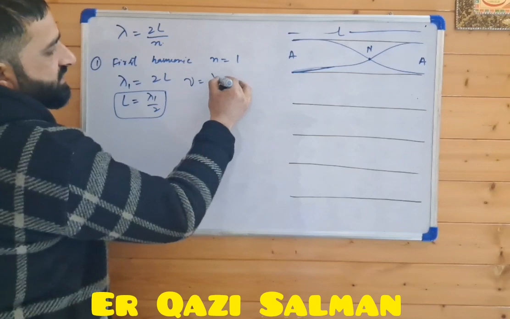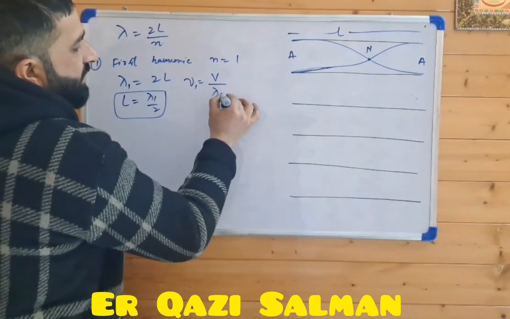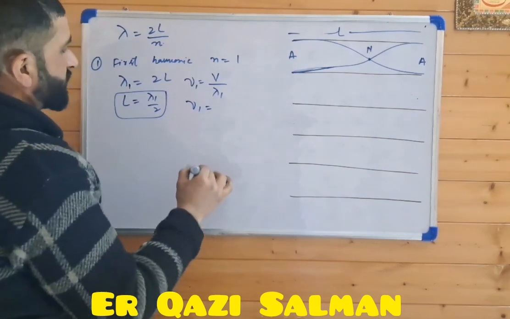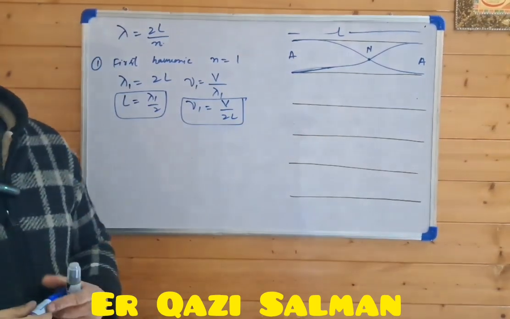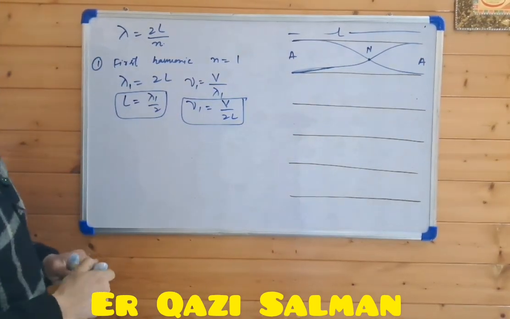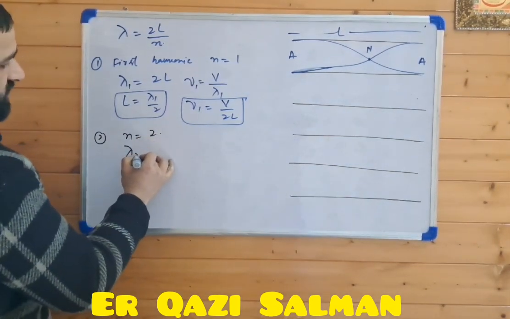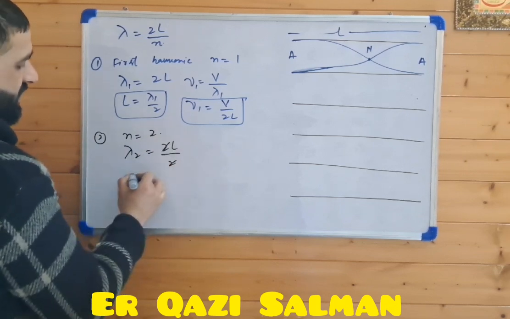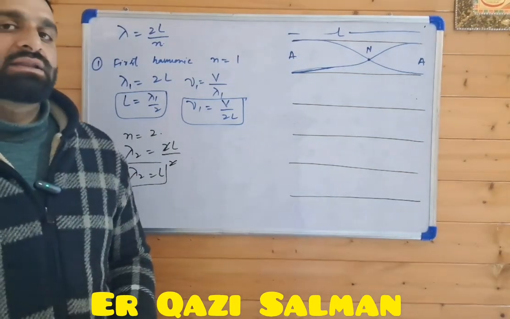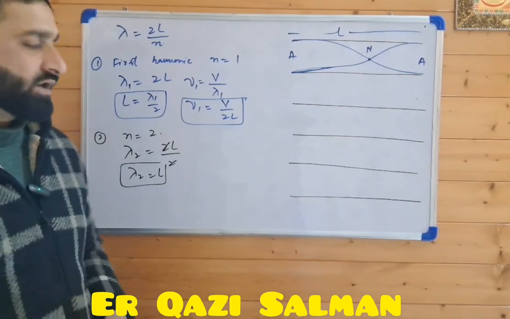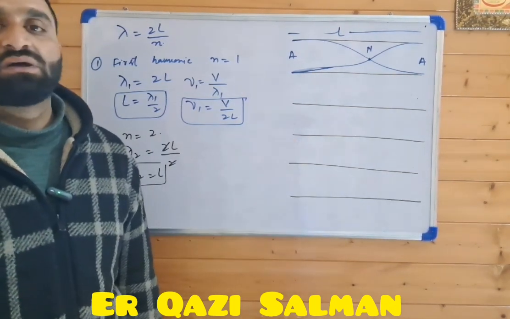The frequency of the fundamental mode is velocity divided by lambda. So nu1 is equal to V divided by 2L. It is the frequency of the fundamental mode. Going for the second harmonic or the first overtone, here n is equal to 2. So lambda 2 is equal to 2L divided by 2. So lambda 2 is equal to L, which confirms that in the second harmonic or the first overtone, we are having a full wavelength in the length of an open organ pipe.